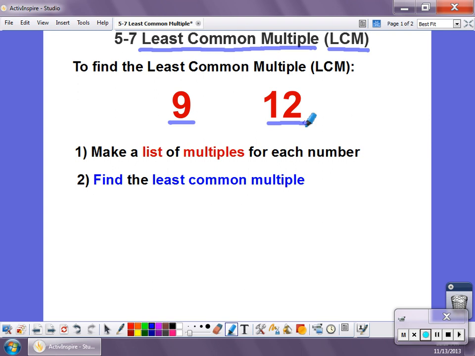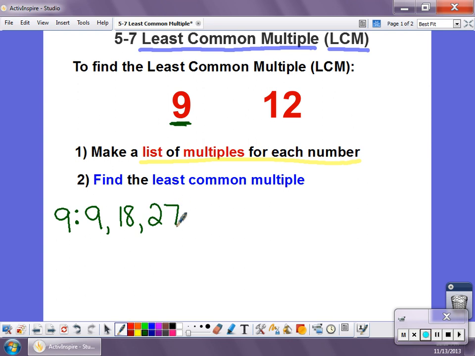There are two steps to finding your least common multiple. Step 1 is that you want to make a list of all the multiples for each number. Now, a multiple is the answer you get, or the product you get, when you multiply a number times other numbers. So if we're going to start with number 9, and we're going to list the multiples, what we want to think about is what are the products we get when we do 9 times 1, which is 9, and 9 times 2, which is 18, and 9 times 3, which is 27.